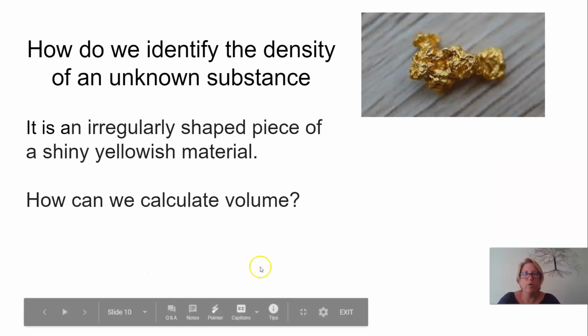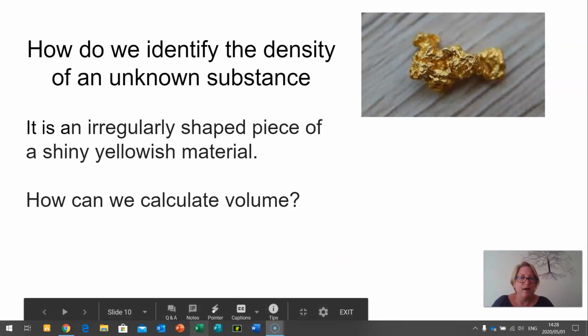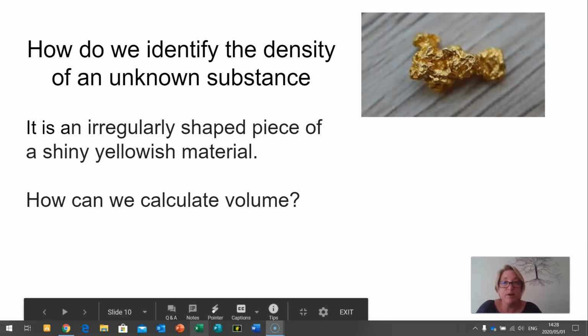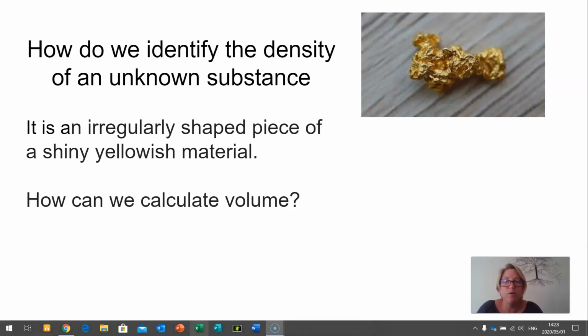So now, in order to identify the density, we've got the mass, but now we need the volume. So it is an irregular shaped piece of substance, and it is a shiny yellowish color. But how do I calculate this volume? There's no length, there's no breadth, it's no particular shape. I can't use any of my mathematical formulas for volume. So what can we do now?